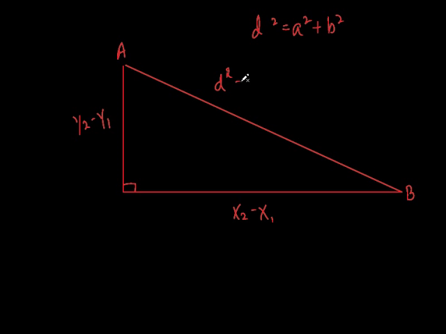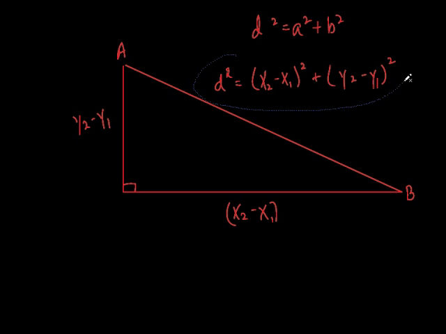I've got D squared equals A squared. We'll call this one the A, and we'll call this one the B. Put it in parentheses. Remember how I did that earlier? And there's a reason for that. So I'll go x2 minus x1 squared plus, right here, and then take the other leg, which is this one, y2 minus y1. And then I'm going to square that. And this is basically my formula for the distance.